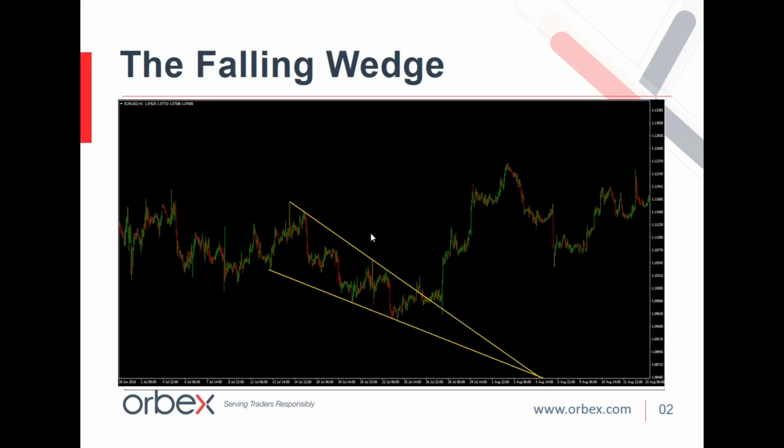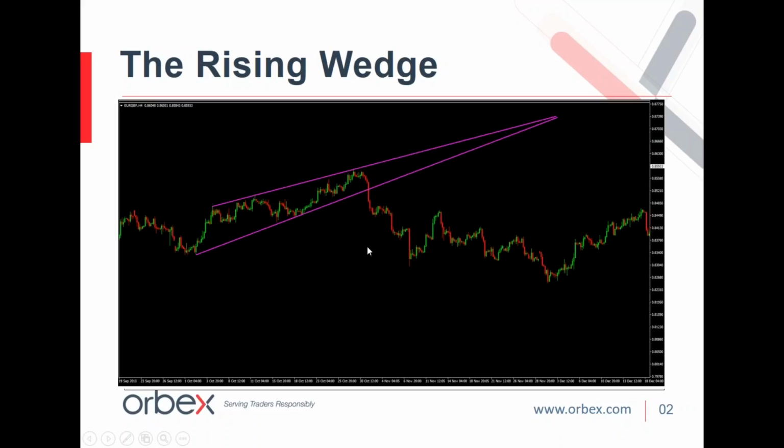Okay, so the inverse then to the falling wedge. So the falling wedge is a bullish reversal pattern. The bearish reversal pattern is the rising wedge. So the rising wedge is just the exact opposite of what we've been discussing with the falling wedge.